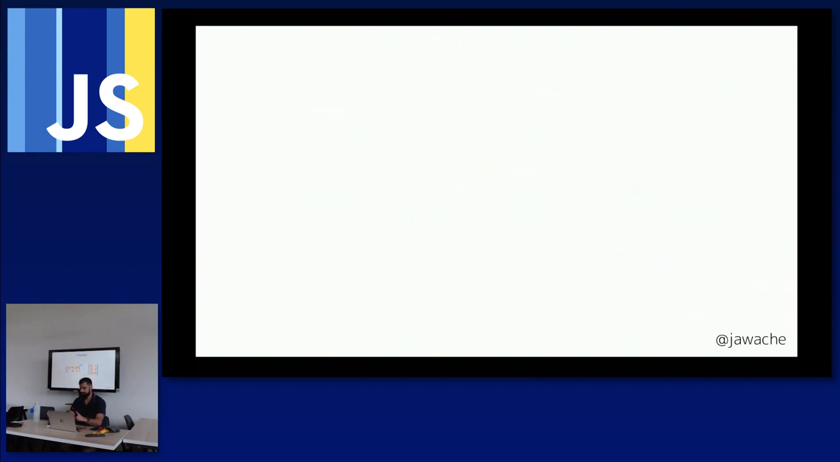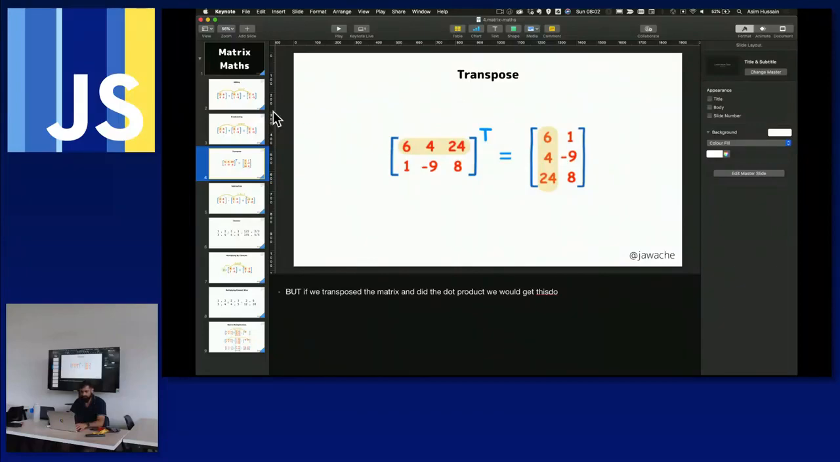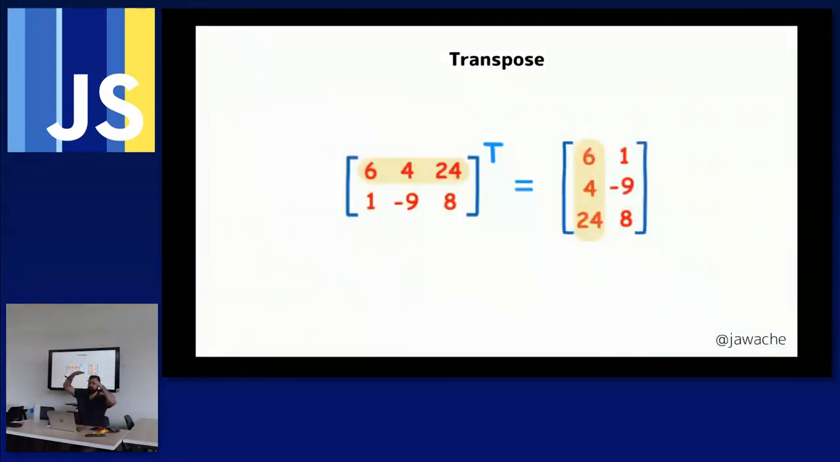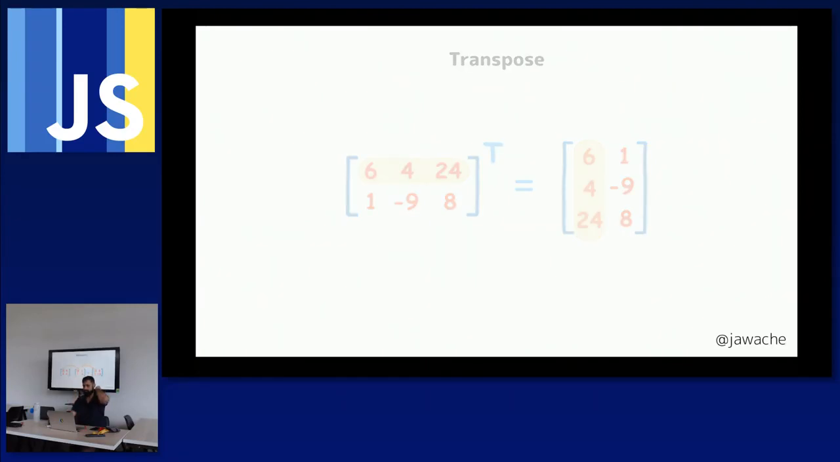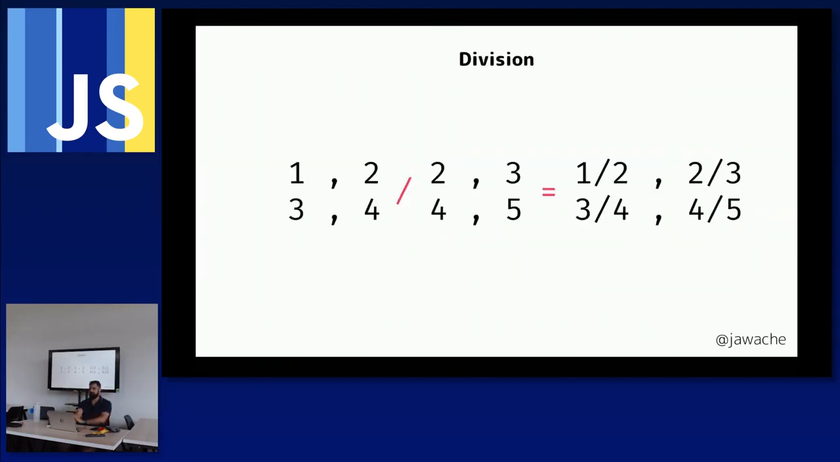Skip broadcasting. Transposing takes a matrix and flips it on its side. Subtraction is the same as addition, element-wise: you just take the appropriate one away. I didn't draw this one properly, but you can figure it out.